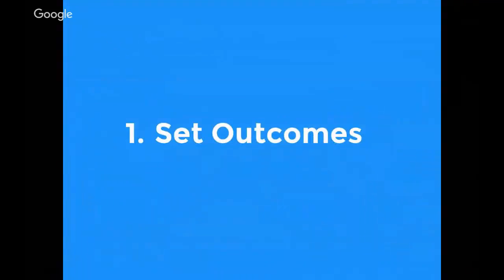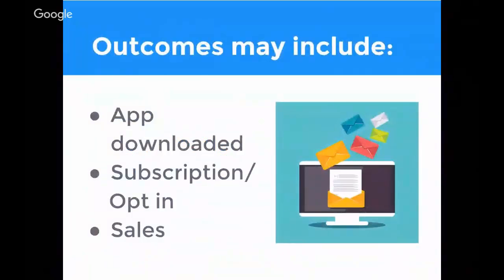So those are the questions we're going to answer and get you thinking about. But the first thing is to set your outcomes. Now, your outcomes may well be that you're looking to get more apps downloaded. You might want more subscriptions or opt-ins, or you might want more sales. But if you start with your outcomes, then your social media activity can be driven towards achieving those outcomes.